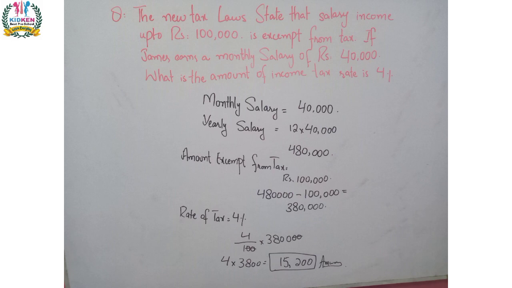So simply we can find 4% of 3,80,000. Our solution is 15,200. This means Mr. James has paid rupees 15,200 as tax.